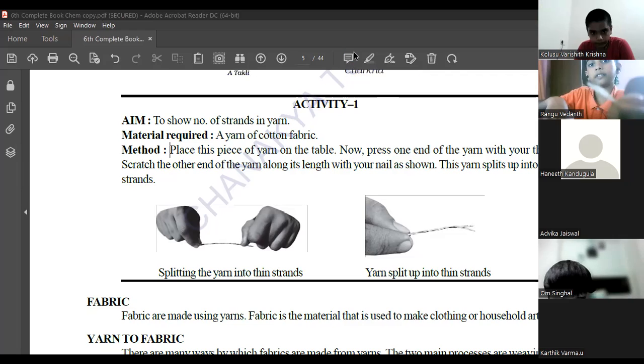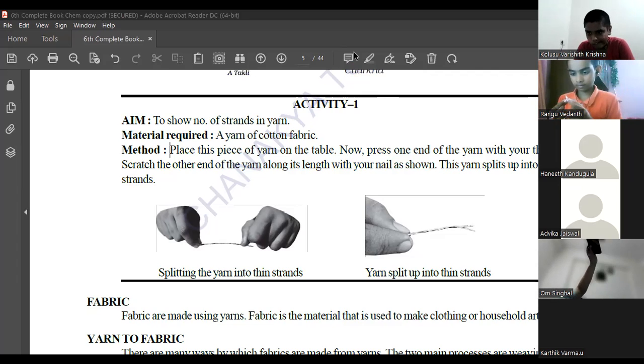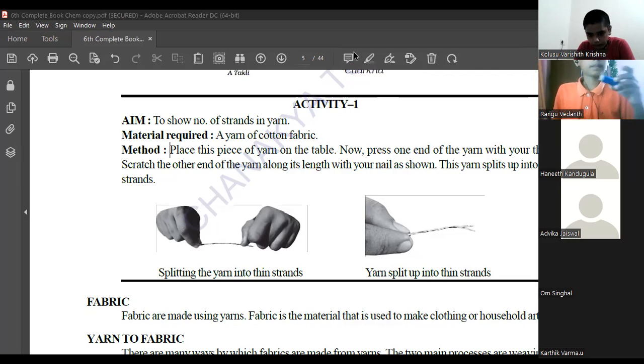They turn into three fibers. Yeah, good. Sir, can we fold it however? Which one? No, this activity. We can fold the yarn however.